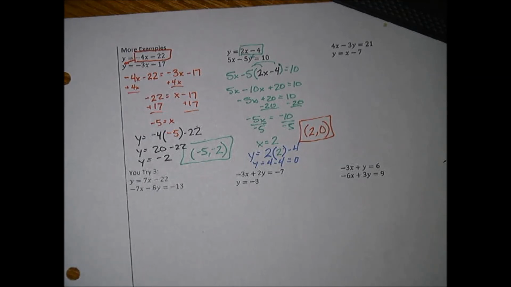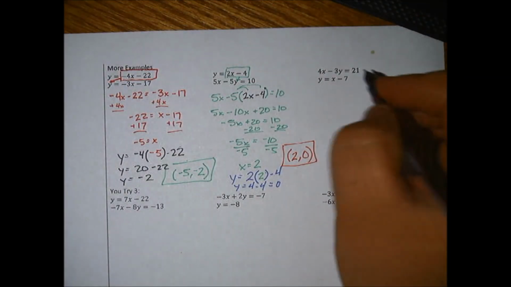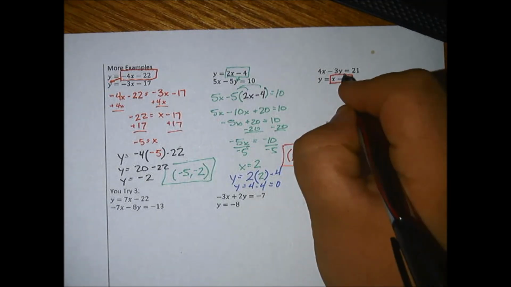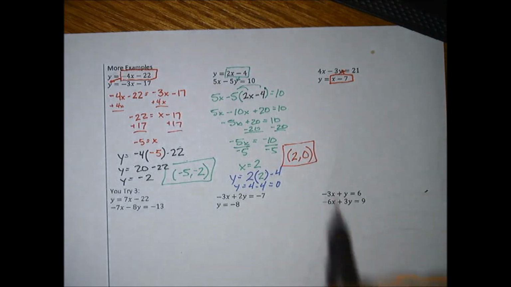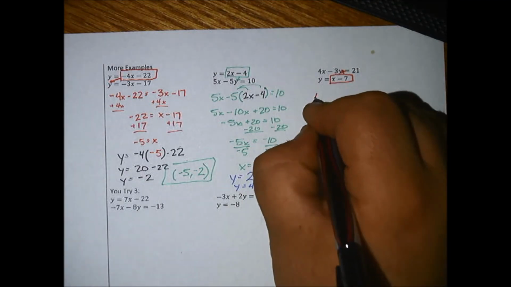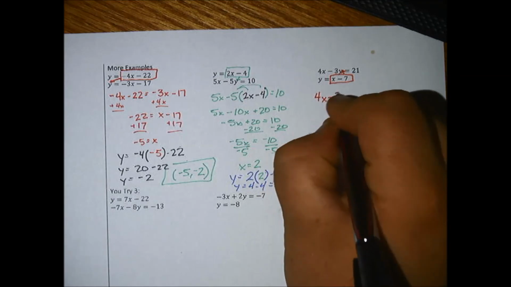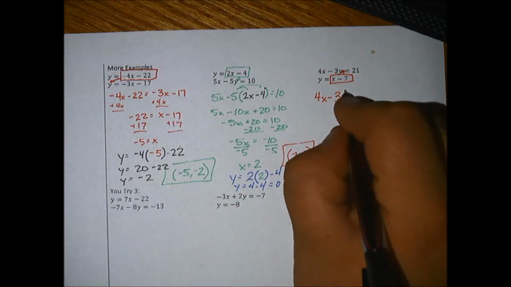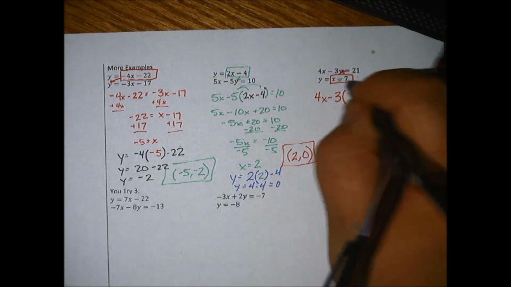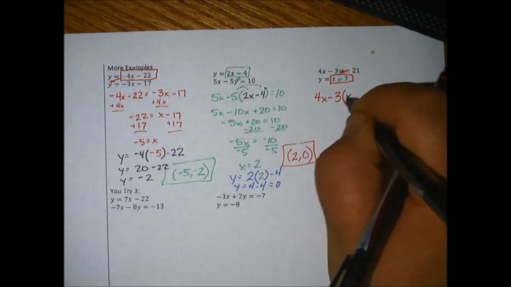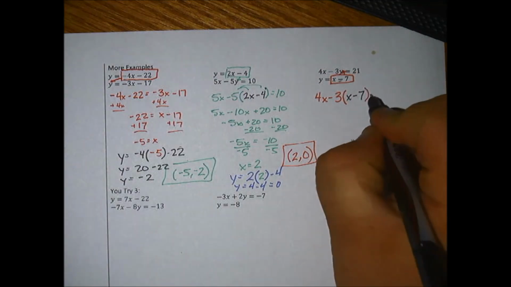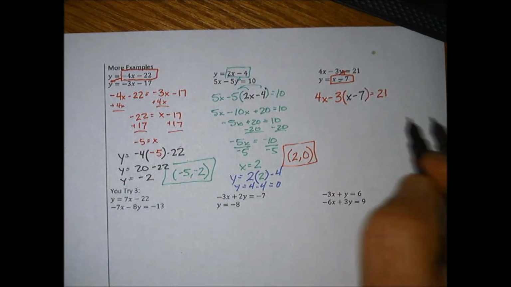Okay, let's see this next one here. Let's go ahead and plug this y expression in for the y up above. All right, so the red will be the top equation, and here I'm going to put in black the expression here. We have x minus 7, and that's going to be equal to 21.